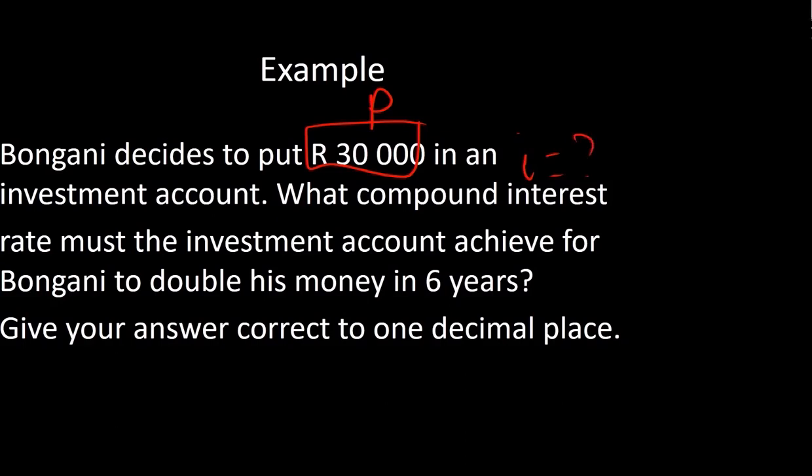And what he wants to do is he wants to double his money. Now remember, double means 2 times the amount. So double means we need to take the 30,000 times by 2. So he wants to actually get 60,000 Rand at the end of 6 years. So n is equal to 6. We want the answer correct to 1 decimal place.